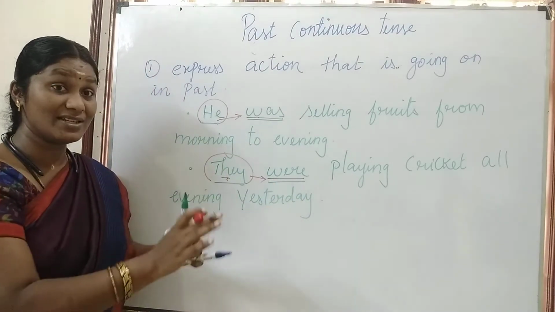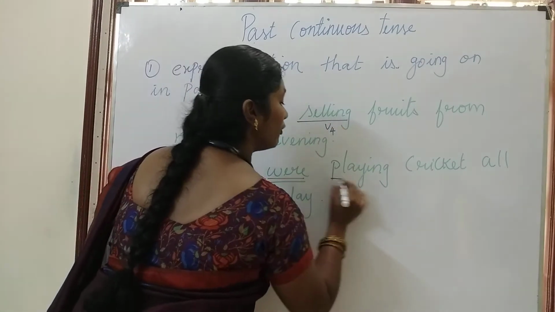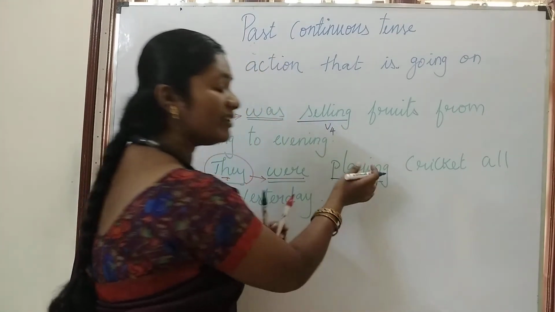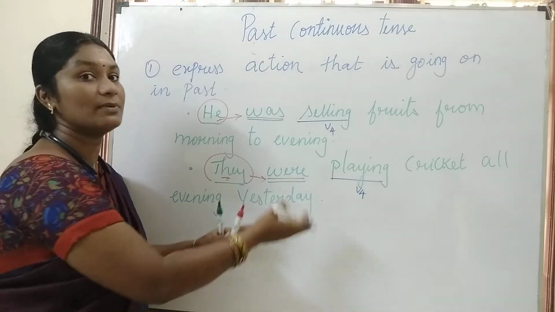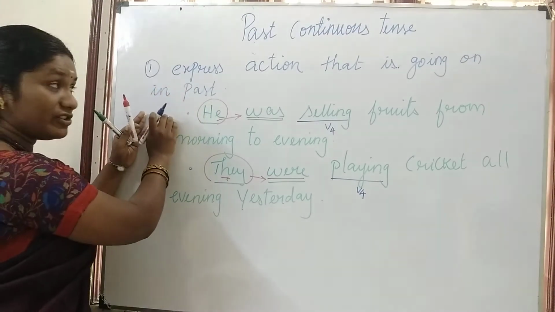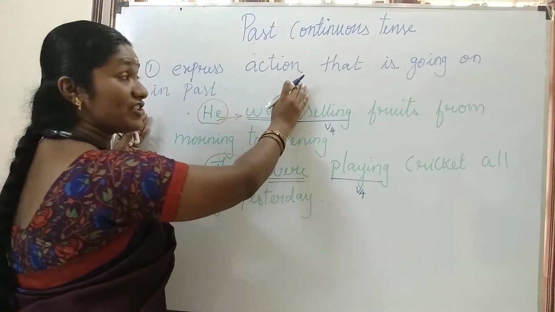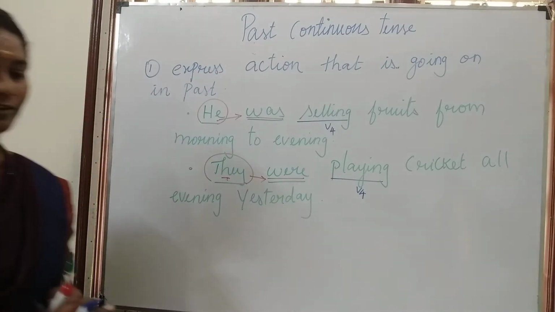In continuous tenses, we have to use only the V4 form of the verb. That means the verb with ing, we call it V4. That means the present participle of the main verb. So it is the first rule: we use past continuous tense to express an action that is going on in the past.